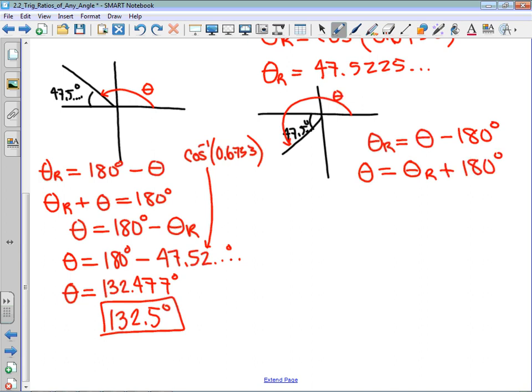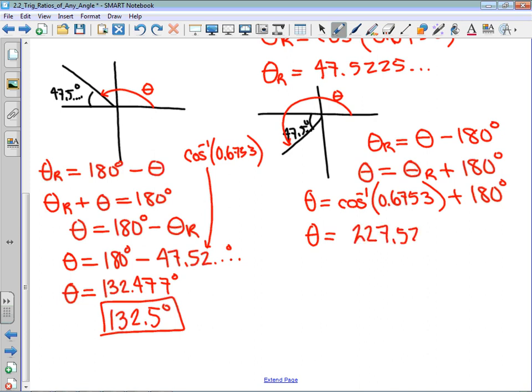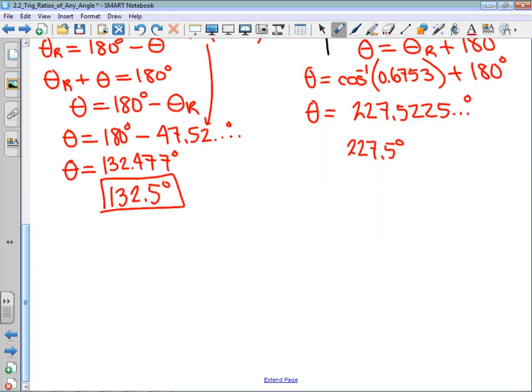I'm going to write out what I'm doing again on my calculator. Because I don't want to write that number more than once, I'm just going to take the inverse cos of 0.6753 and add 180. The inverse cos of 0.6753 should still be that 47.5225. When I add 180 to that, I get 227.5225, and to the nearest tenth that is 227.5 degrees. I'll just box that so we know it's an answer.